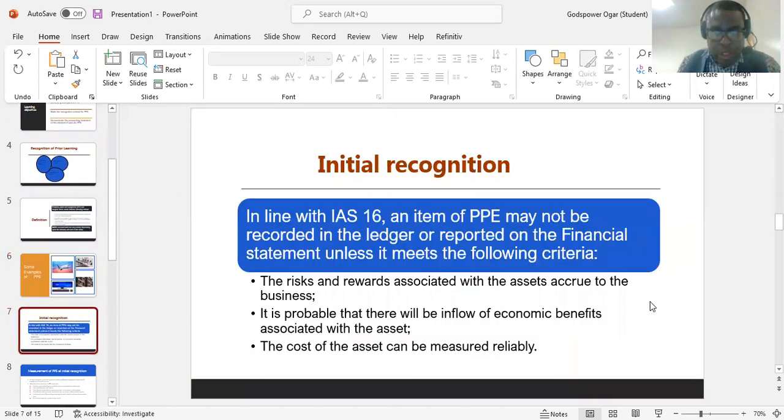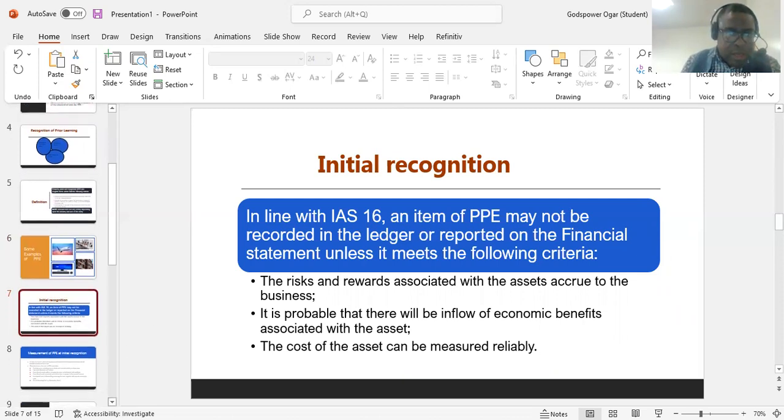So what's the initial recognition? In line with IAS 16, an item of PPE may not be recorded in the ledger or reported in the financial statement unless it meets the following criteria. Number one, the risks and rewards associated with the asset accrue to the business. Number two, it is probable that there will be an inflow of economic benefit associated with the asset. And of course, the cost of the asset can be measured reliably. Those things together are very important to initial recognition of an item of PPE.